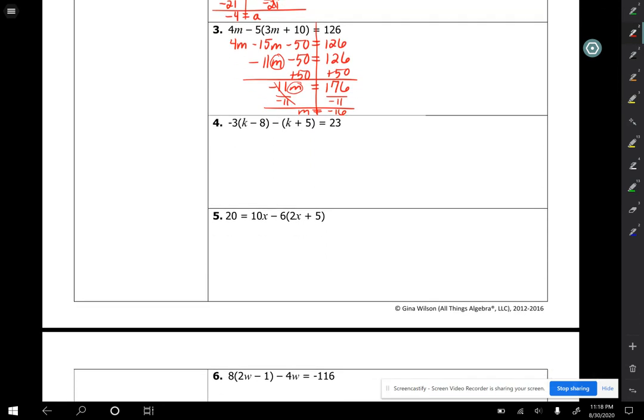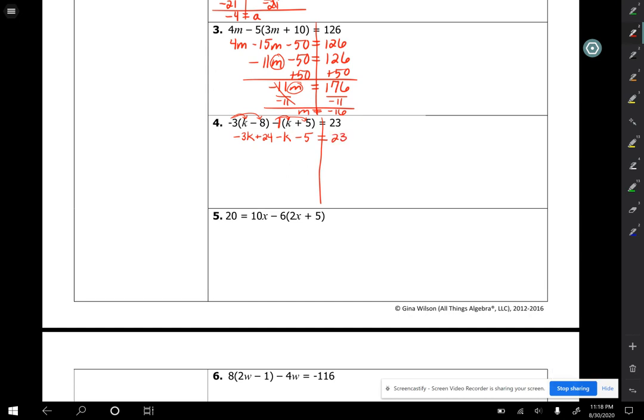Number 4. This right here is technically a negative 1 in front, so I'm going to distribute twice. The negative 3 is going to go to the k and the negative 8. This negative 1 is going to go to the k and the 5. So we'll have negative 3k plus 24, because negative 3 times negative 8 is positive 24. Negative 1 times k is negative k. Negative 1 times 5 is minus 5, or negative 5, equals that 23.